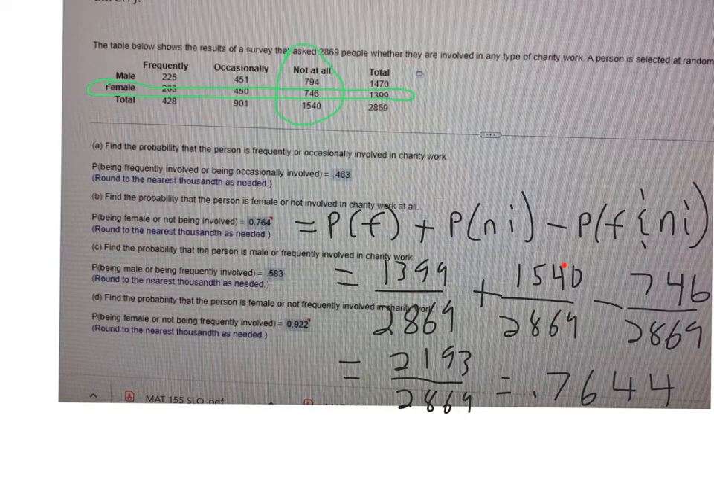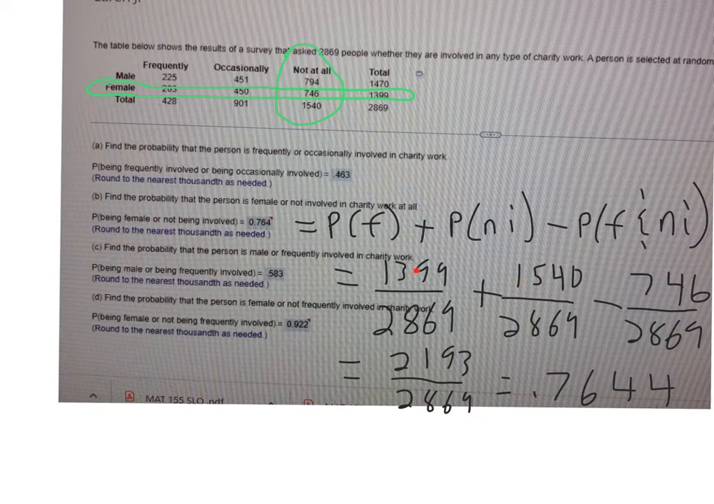And the part that's not involved. Well, this is the part not involved. You got 1,540 out of 2,869 not involved. Then minus, you got to count what you overlapped. You counted this 746 both in the row and column, and so you got to subtract 746 over 2,869.